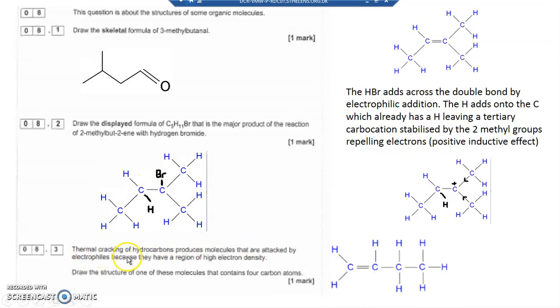So thermal cracking produces molecules with 4 carbon atoms and a double bond. So 1, 2, 3, 4 carbon atoms with a double bond. The double bond can be here or it could be in the middle. Doesn't really matter. So it could be but-1-ene or but-2-ene.